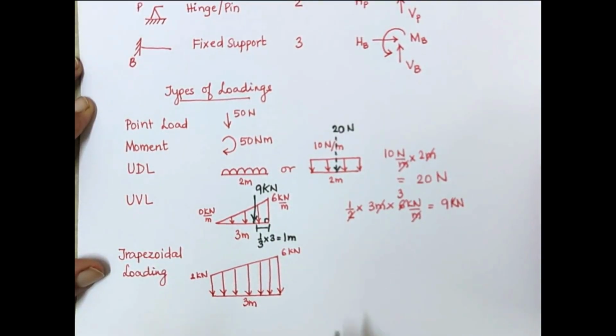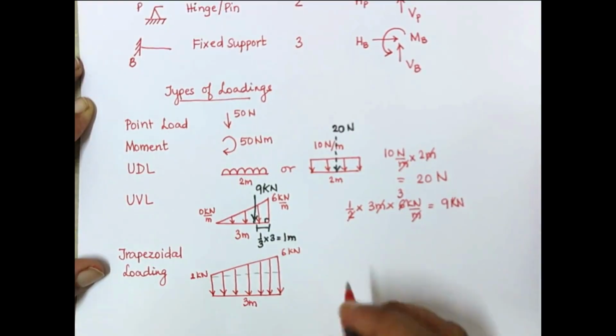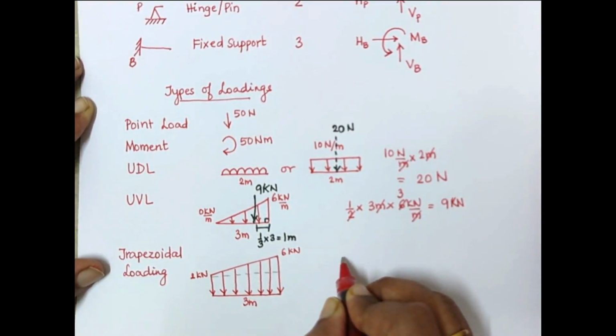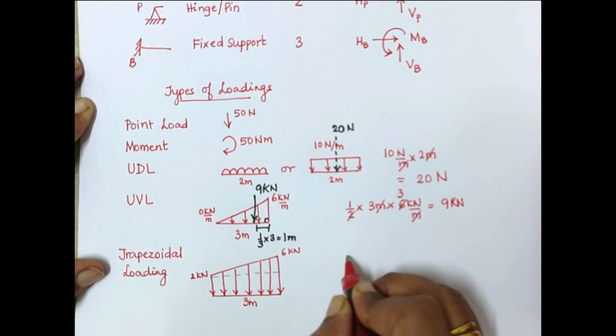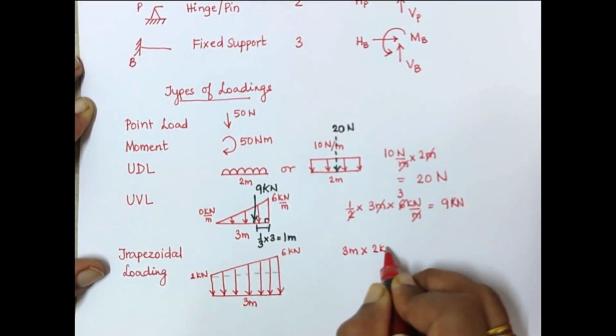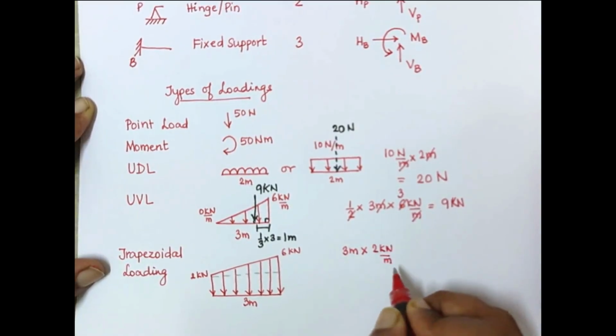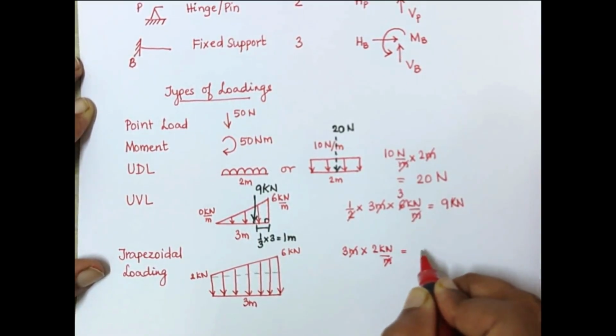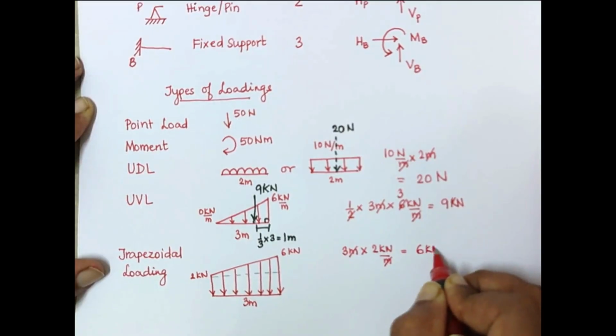So what we can do here is we can clearly divide this particular loading into two parts. One will form a triangle and the other will form a rectangle. For the rectangular loading, we have the conversion as length into breadth. So that will be 3 meters into the intensity, that is 2 kilonewton per meter. Here meter gets cancelled. So you have a loading of 6 kilonewton.